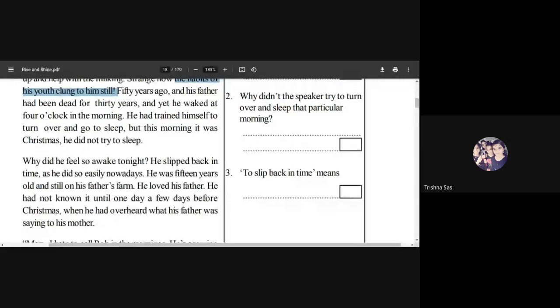Why did he feel so awake tonight? He slipped back in time as he did so easily nowadays. He was 15 years old and still on his father's farm. He loved his father. He had not known it until one day, a few days before Christmas, when he had overheard what his father was saying to his mother.